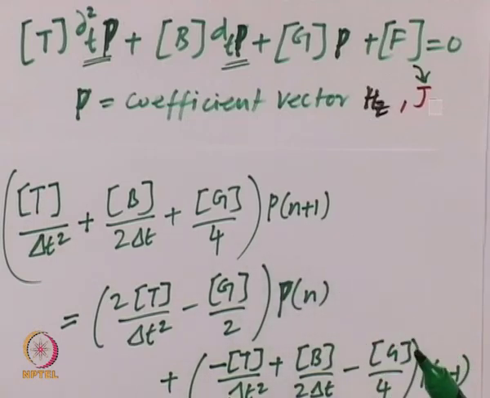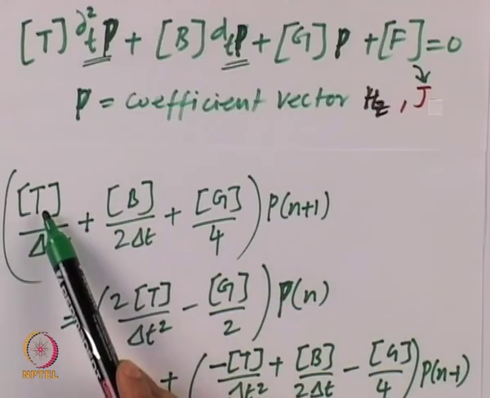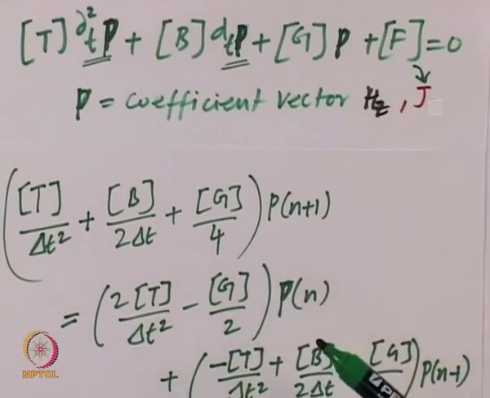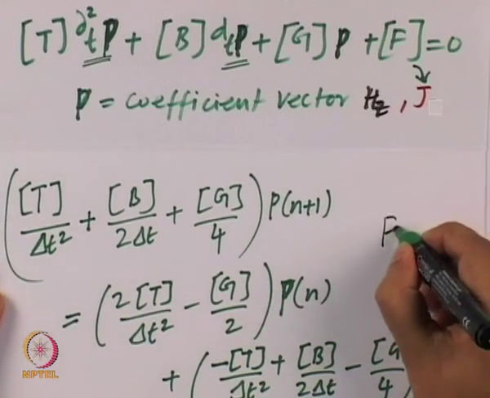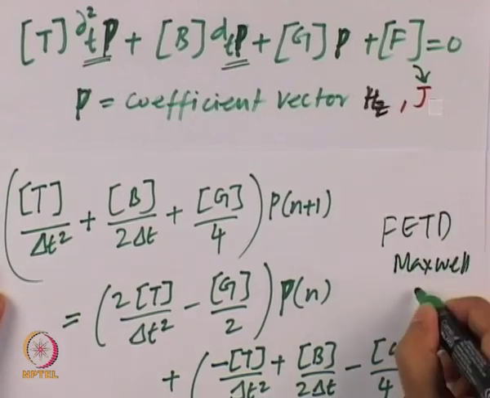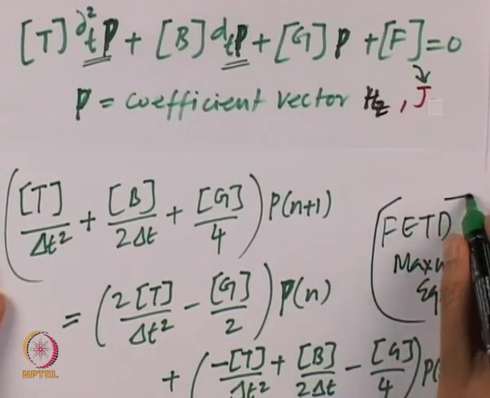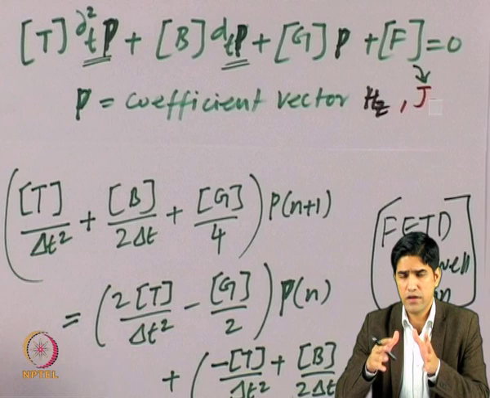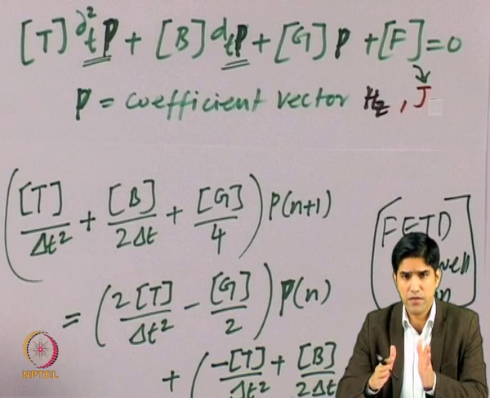Obviously there are some trade offs here: you have to compute these matrices T, B, G and F separately, which is going to create a lot of computational effort, but this is the way you can model the finite element time domain for Maxwell equations. We will look more into this in the exercises, but at least now what we have got is a basic understanding of how to get to the Maxwell equations in the finite element method for the explicit time stepping algorithm.